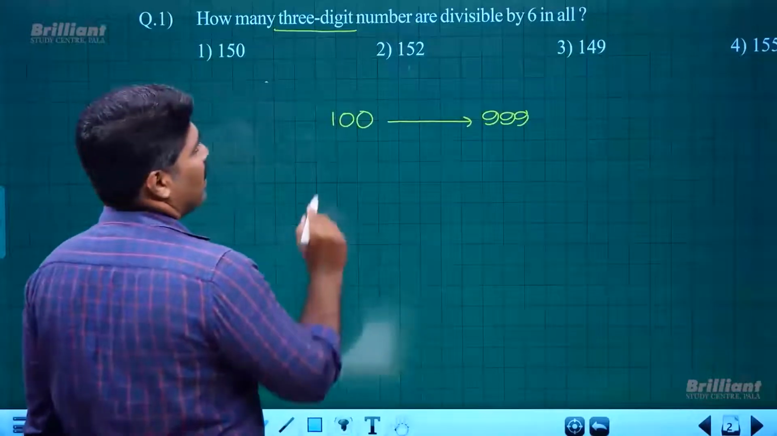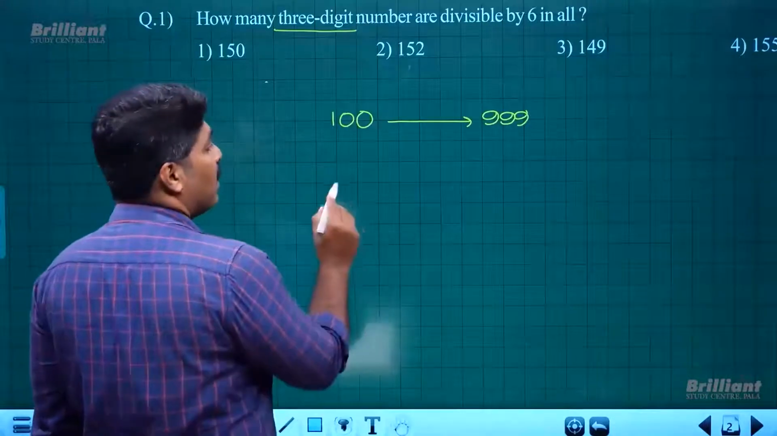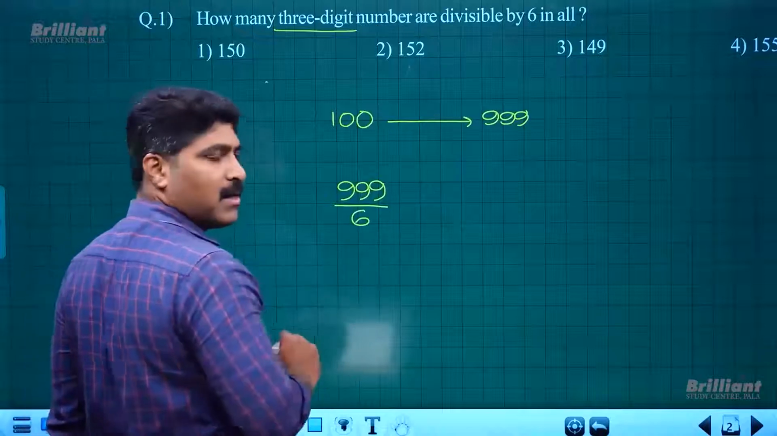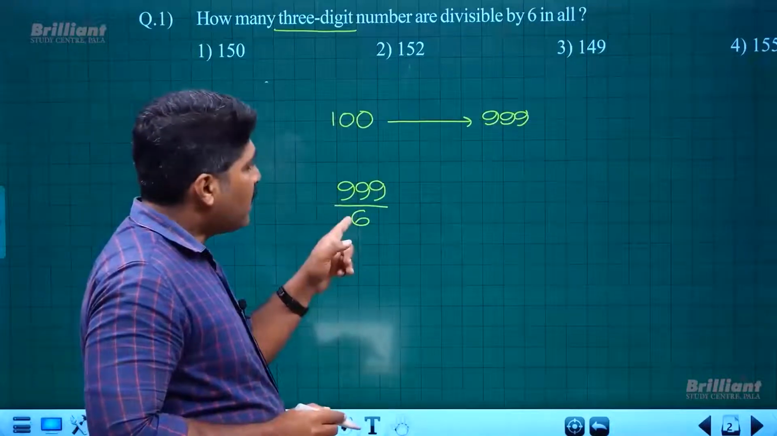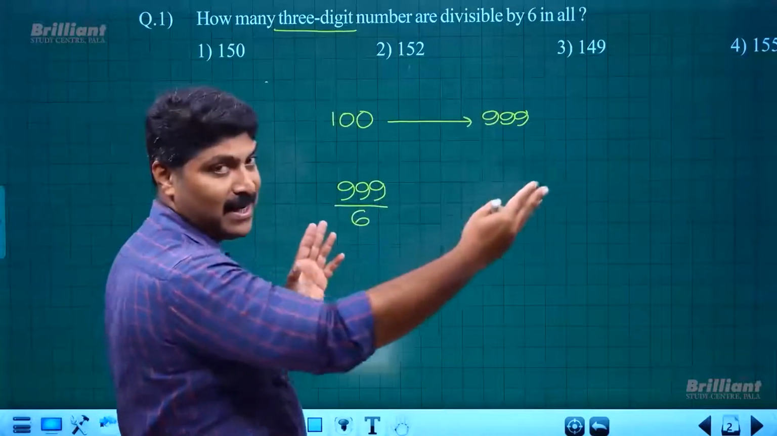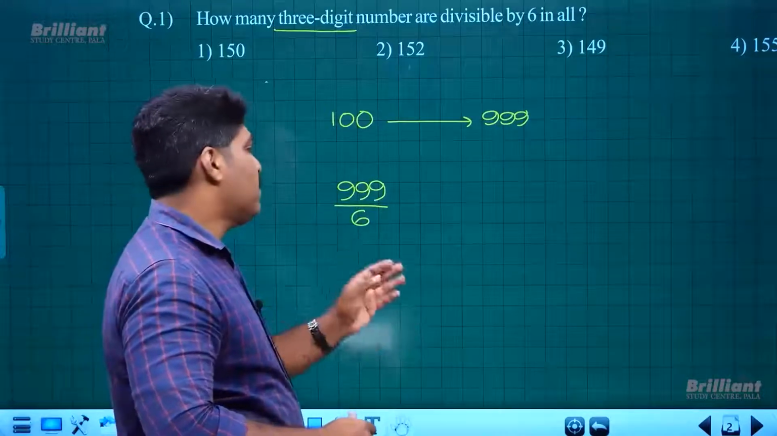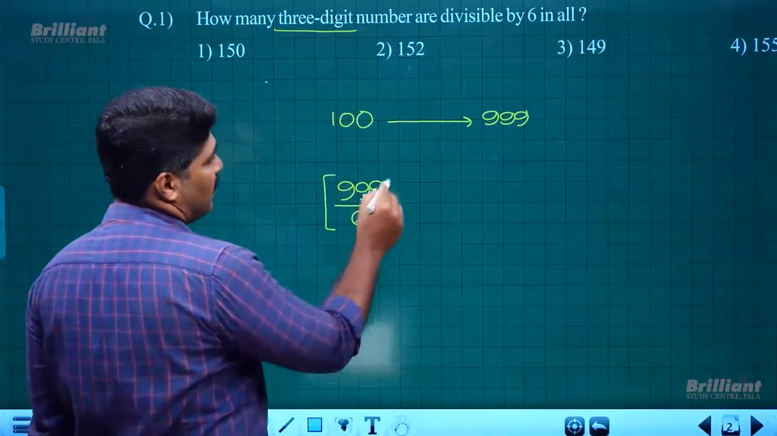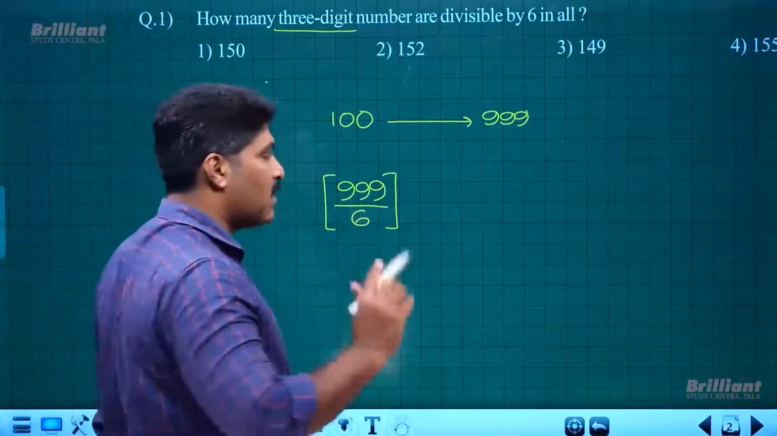Then what do you have to consider? If you need to find the number of three-digit numbers which are divisible by 6 in all, first you just divide this upper boundary by 6. Got it? Then you consider only the quotient of this operation. What we are actually doing here is, in 999 numbers, that means from 1 to 999, how many of them are divisible by 6? Here we consider the largest integer, so this is 999 by 6, and we consider the quotient only.